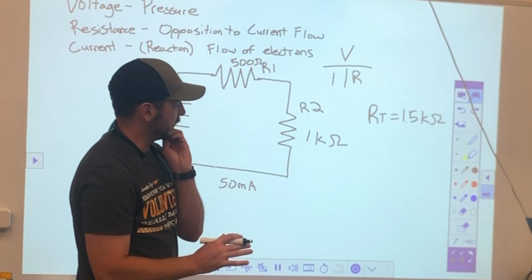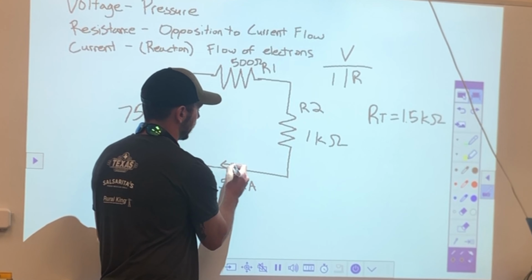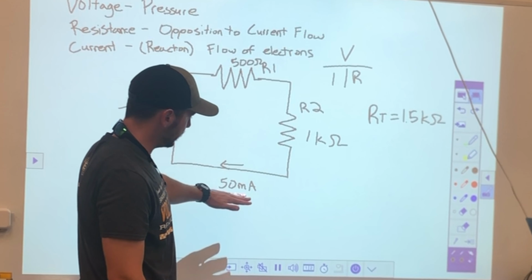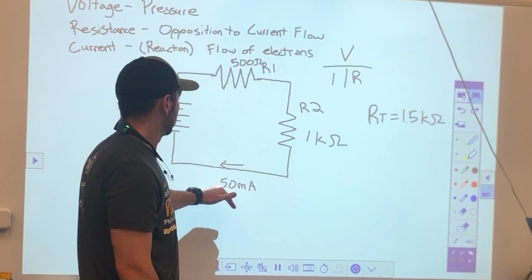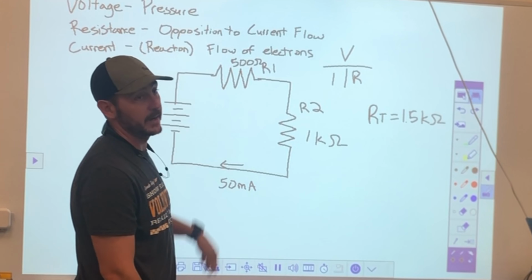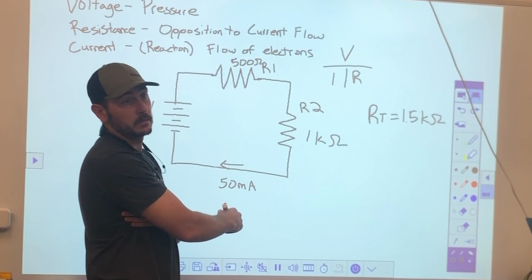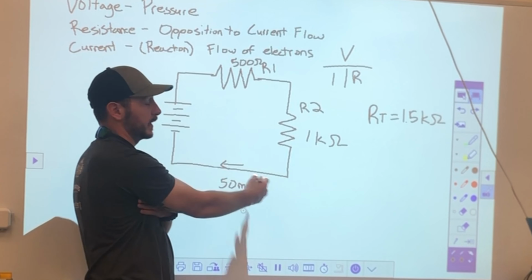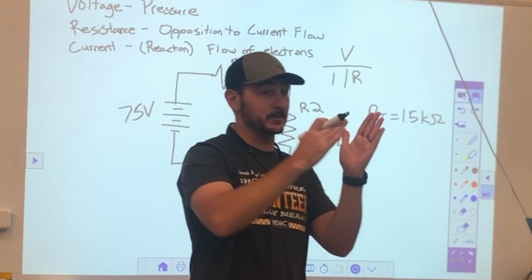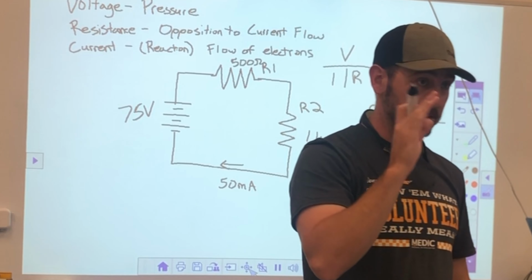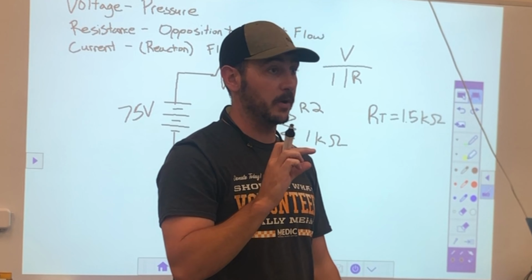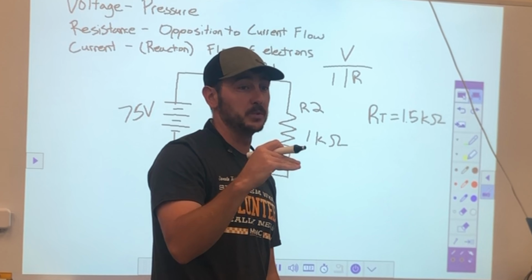Okay, in a series circuit, I cannot have 50 milliamps of current flow here and then 60 right here. Why can't I have 60 right here and 50 here? Because it's eventually going to run into it just like a traffic jam, right? It's going to slow it down through the whole thing. So there's only one path it can go, so current is going to be the same throughout the whole circuit.